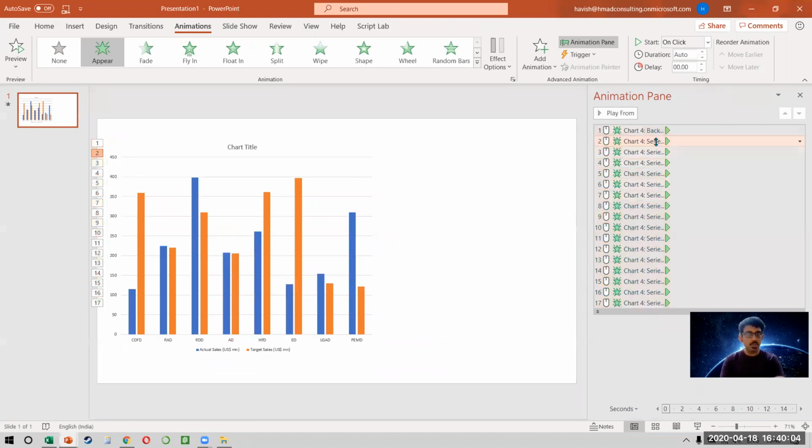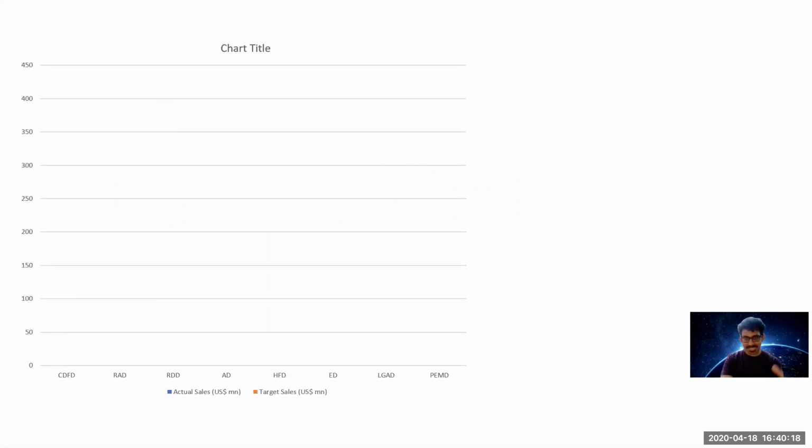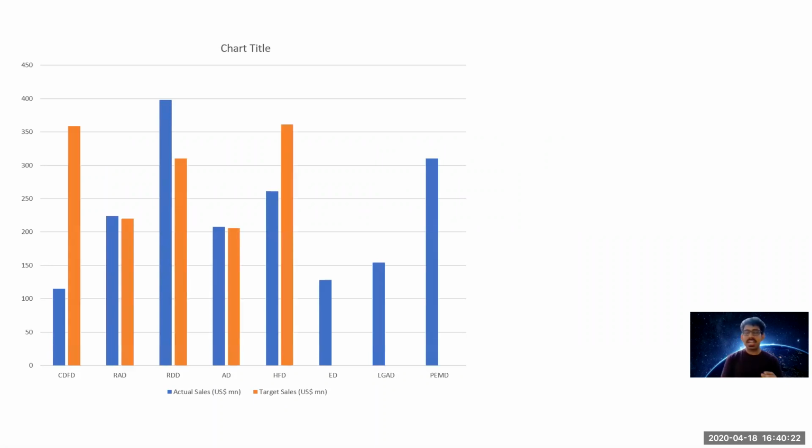So perhaps what I can do is I can select number 3, 4, 5, and 6. And I can say start with previous, which means what? On my first click, only the first bar appears. On the second click, these 5 will appear. So if you notice, on my first click, I only get the axis. On the second click, I get 5 bars, but then it is control. So if you really want to have precise control over your narrative, this is how you can do it.